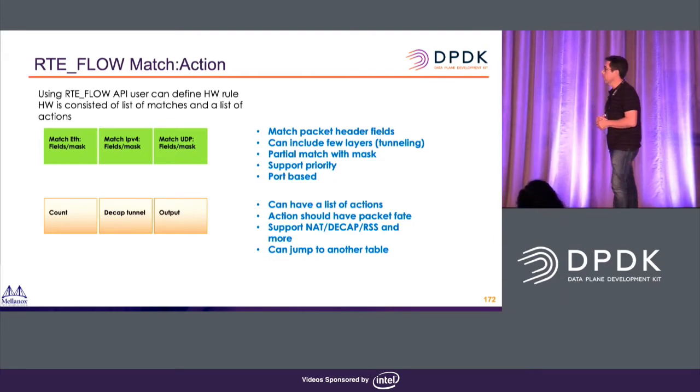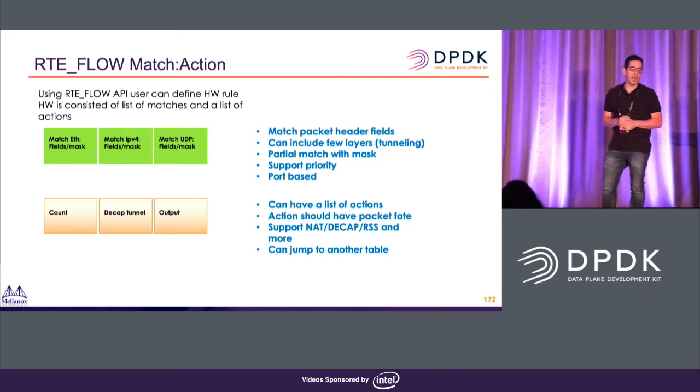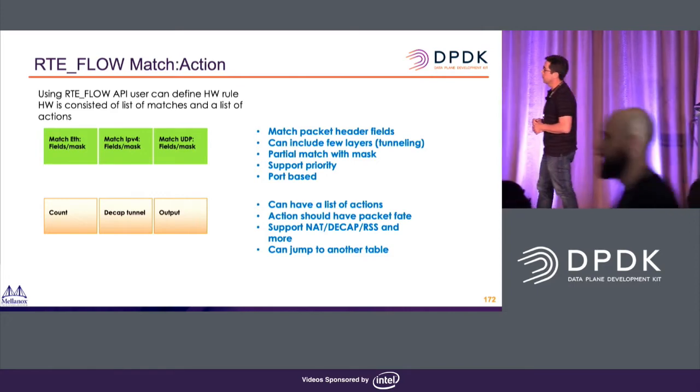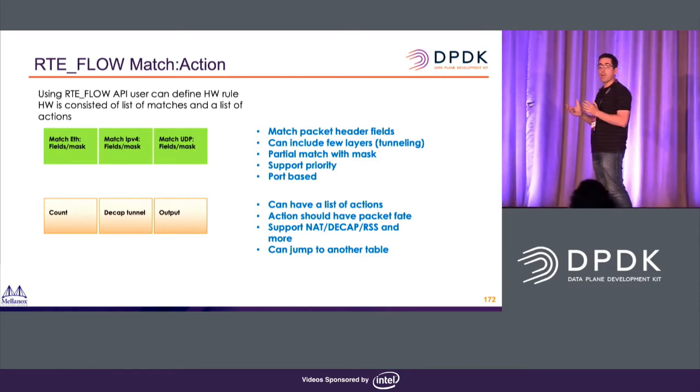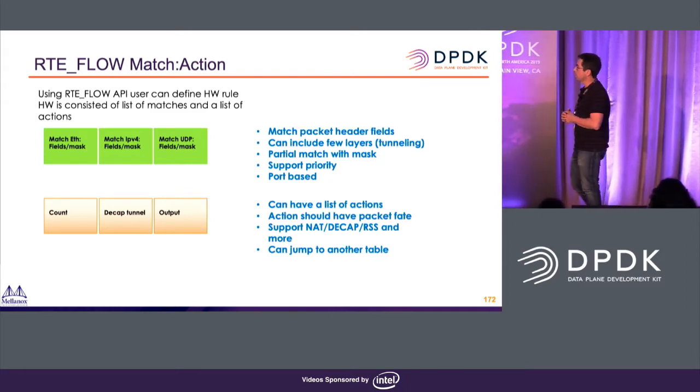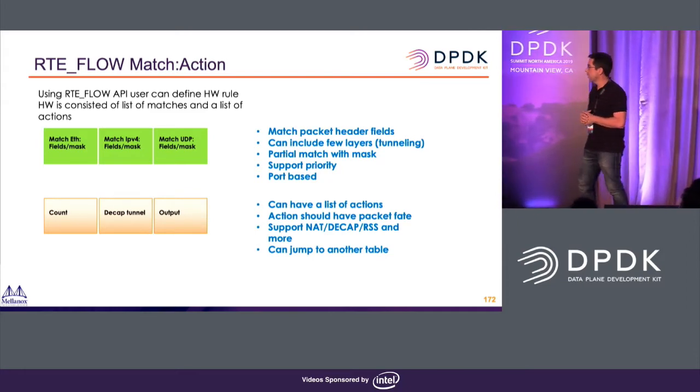So first, about RTE flow. RTE flow is the API for offloading for DPDK. It consists of matching and actions. Currently the match has to be on some type of header of the packet. For example, here you can see the Ethernet layer, where you have the MAC address. You can match the source MAC, the destination MAC, the type, and so on.